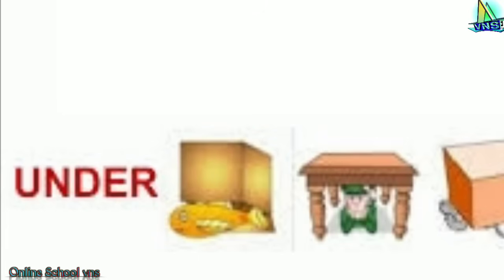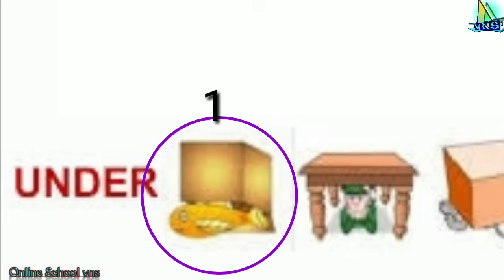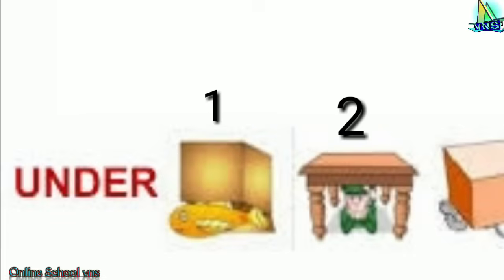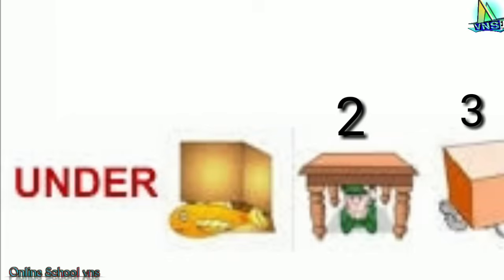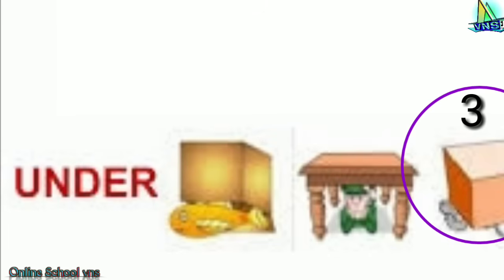Now we will understand the concept of under. In the first figure, we can see that the fish is kept under the box. In the second figure, the idol is kept under the table. And in the third figure, again the idol is kept under the table.